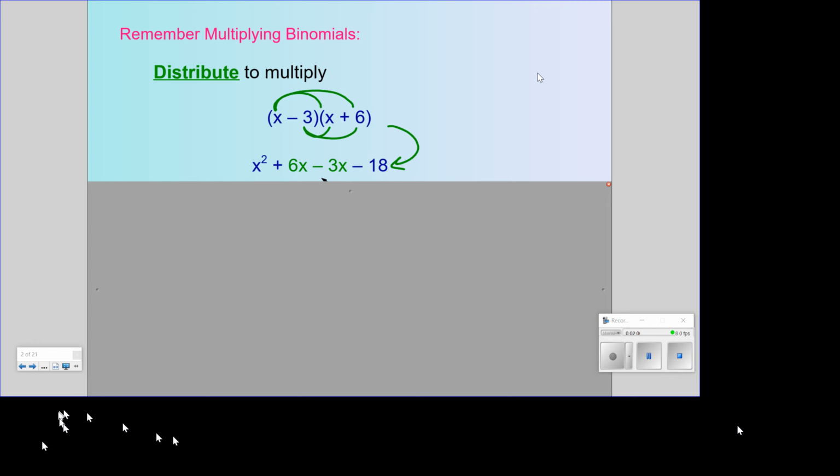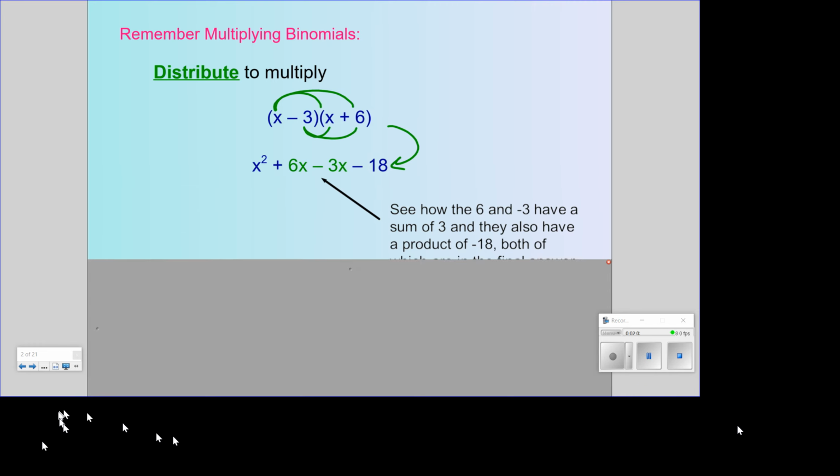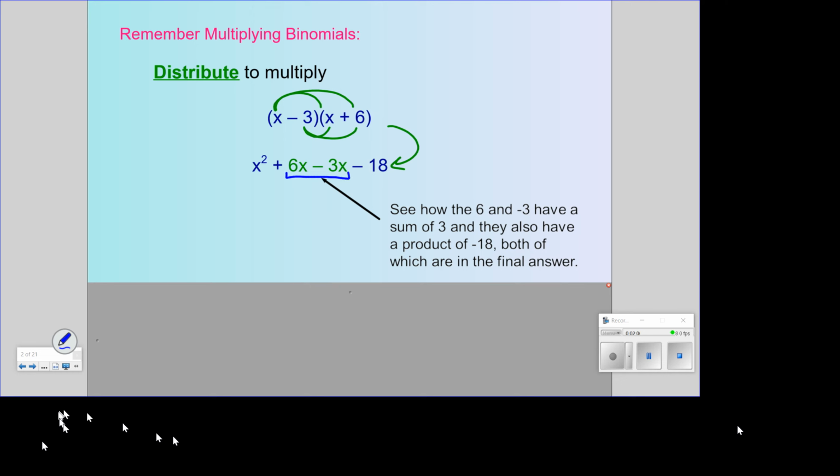I want you to notice that there is a special relationship between these values we get in the middle. First, they're both x to the first powers, okay? But they do have a relationship. The 6 and the negative 3 both have a sum of 3. That's going to be important when we're factoring. They also have a product of negative 18.